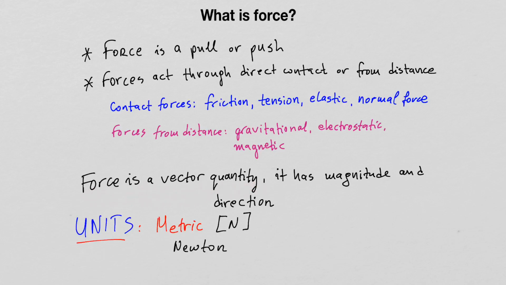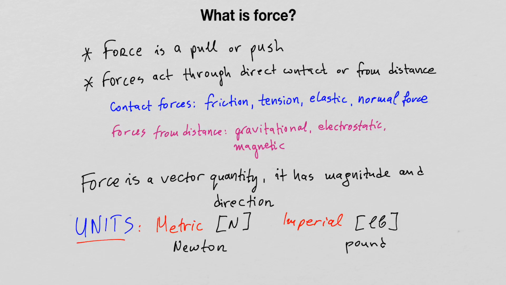In the metric system, the unit for force is the newton. The abbreviation for the unit is capital N. And in the imperial system, the units for force are pounds. And everybody is familiar with the abbreviation for that unit. So when we discuss forces, depending on whether the discussion is done with metric units or imperial units, the unit for force will be either newtons or pounds.